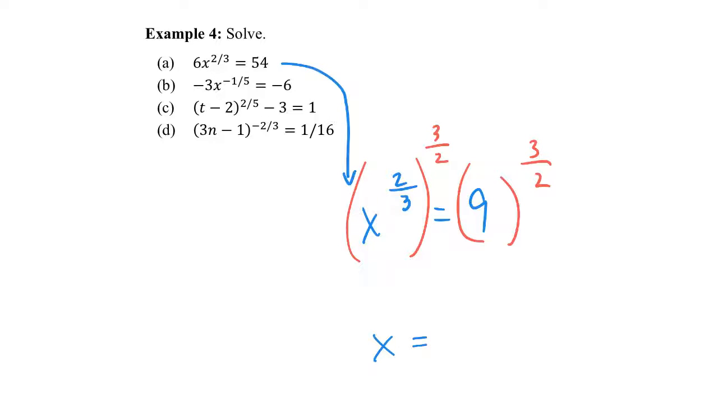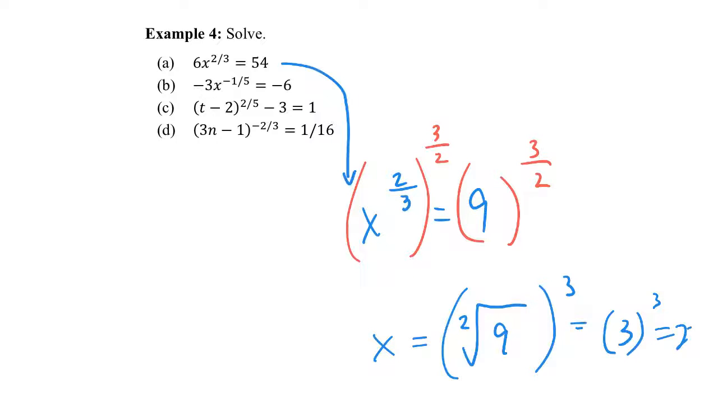So if you're confused, all you got to do is rewrite like we just did. The 2 becomes the index, the 3 becomes the power. The square root of 9 is 3, and 3 cubed is indeed 27. Okay, well done. Christian, well done. That helps, the beginning part.